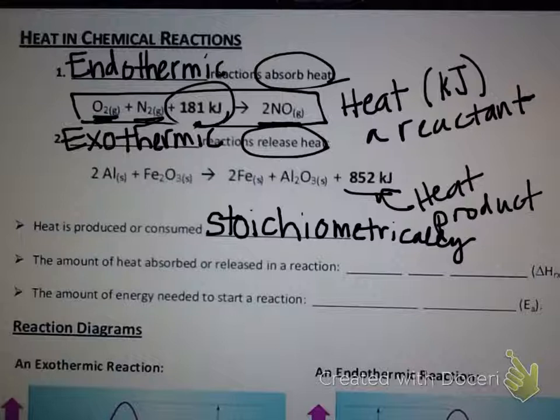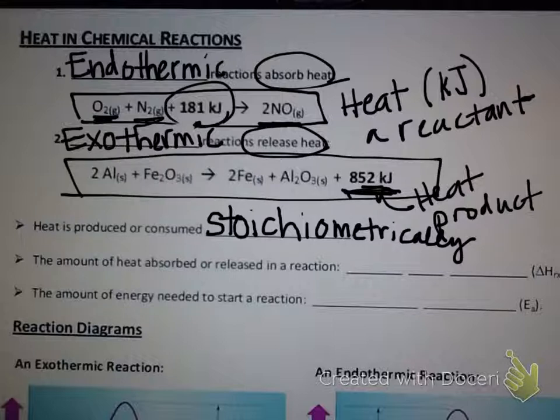It turns out that heat, being part of a chemical equation, is a part of a balanced chemical equation. What do I mean by that? When I say that heat is produced stoichiometrically, in this reaction above it says 2 aluminums plus 1 iron(III) oxide yields 2 irons plus an aluminum oxide plus 852 kilojoules of heat. You see that right there? All right. So what stoichiometry is, it's the mole ratio between the reactants and products. And basically, let's say that I have 1 mole of iron(III) oxide going into my chemical reaction.